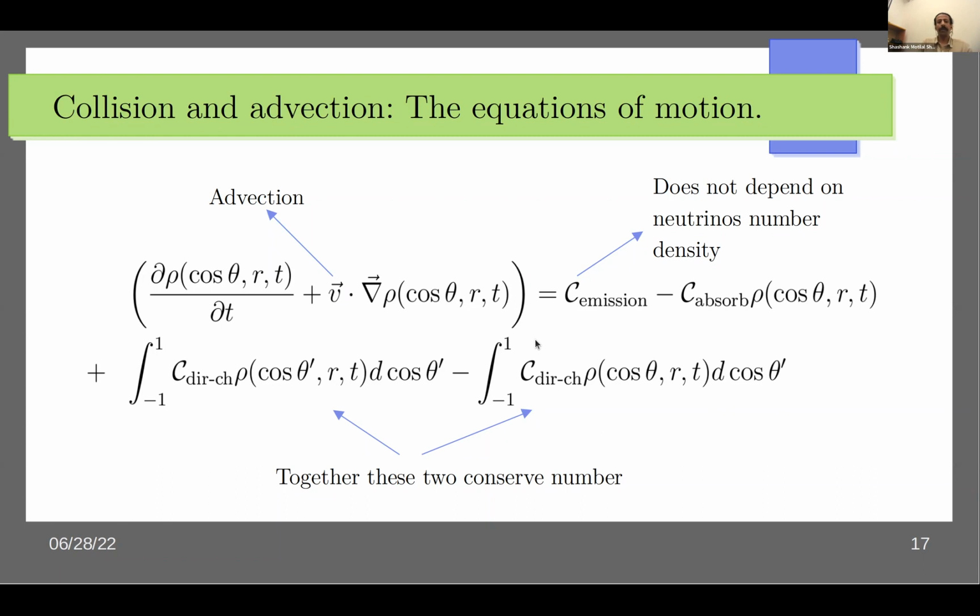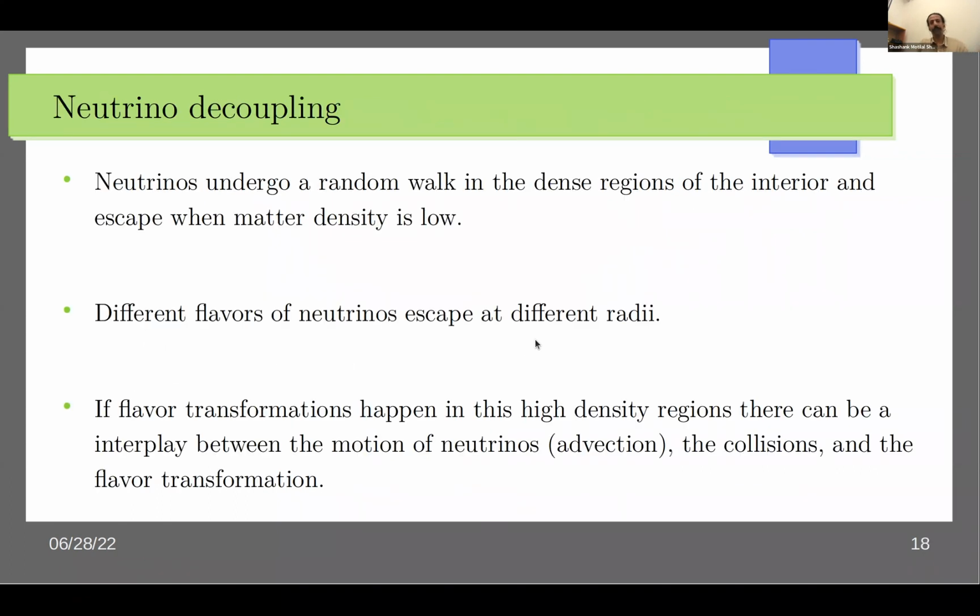Okay, so if we solve this, what should we get? What we get is that when the matter density is very large, the neutrinos are undergoing random walk and leading to an angular distribution that is more or less isotropic. And as neutrinos go towards regions of low matter density, they will slowly escape. And neutrinos of different flavors will decouple at different radii, or they will start free streaming at different radii.